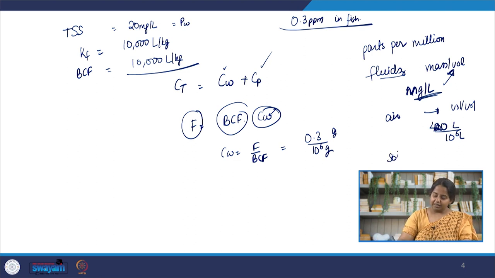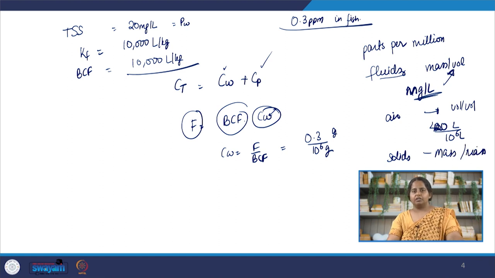In solids, like in this case, we are talking about the concentration of a toxin, a pesticide, in the fish's body. F is the concentration in the fish's body, which is a solid body. So, in solids, when we talk about ppm, we are talking about mass by mass. So, when I say that the concentration allowed in the fish's body is 0.3 ppm, I'm saying it is 0.3 gram by 10 to the power 6 gram of fish.